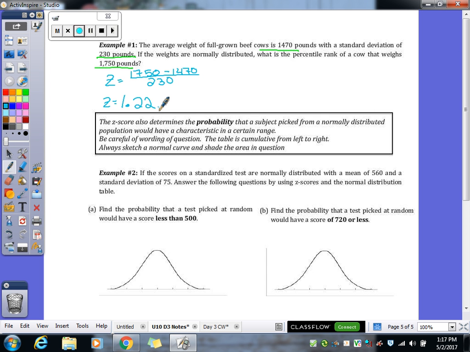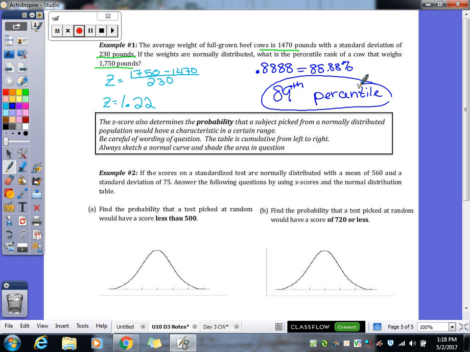So on your chart, you're going to go down until you get to 1.2, and then across until you get to 0.02, and find your decimal off the chart. That corresponds to your 1.22 z-score. If you did it correctly, you should have gotten 0.8888. So 0.8888 as a percentage is what? 88.88%. But we never use decimals for our percentile rank. So what would our actual percentile rank be? 89th percentile. So that would be the rank for that cow.